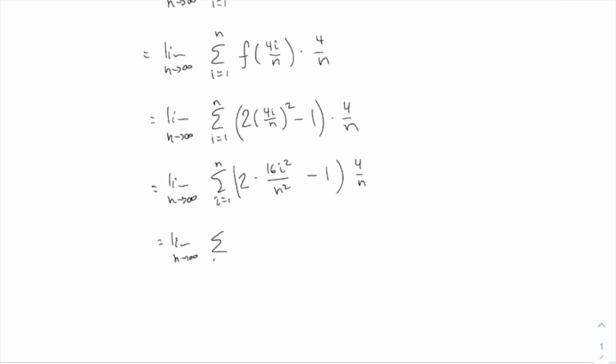Got the limit, the sum. All right, distributing 4 over n. Would you mind if I do this also? 2 times 16 is 32, and then multiplying by 4 is 128, I believe, because I know my powers of 2. 128 i squared over n cubed now, because I multiplied it by 4 over n. So I get another n on the bottom. And then minus, I'm distributing here, so 4 over n times 1 is, again, 4 over n.